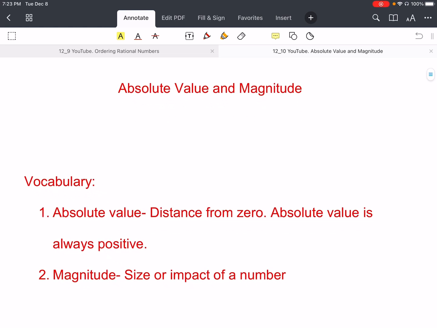And we have to remember that absolute value is always going to be positive because if you are traveling a certain distance, you're traveling a positive number. So, on a number line, even if a number is negative, it's a certain distance away from zero. And magnitude is just the size or the impact of a number.